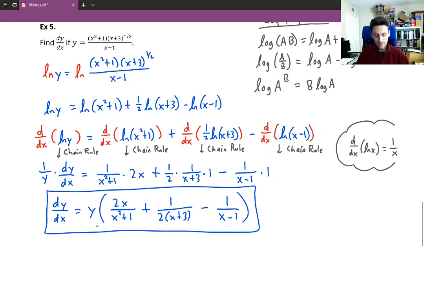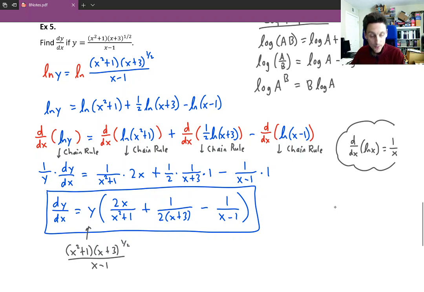Now, here I've left the y as just y, but you could also replace it with the original function. So I'm just going to write a little note here that says this y right here is x squared plus 1 times (x plus 3) to the half, the original function, all over x minus 1. So we do have dy/dx as just a function of x here if we replace the y. But on a quiz or a test, if you want to just leave it as y, that's fine, because I know sometimes these functions are a lot to write, and so you don't want to be sitting there spending all your time copying this function.